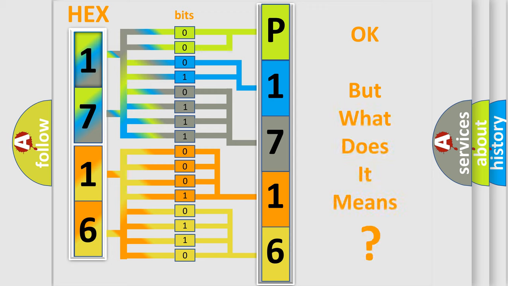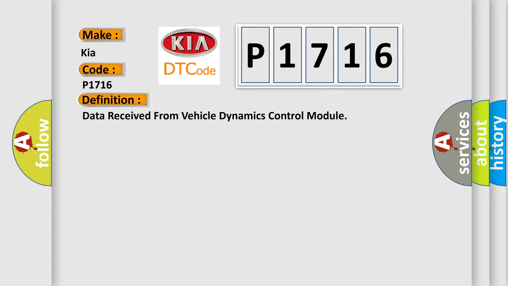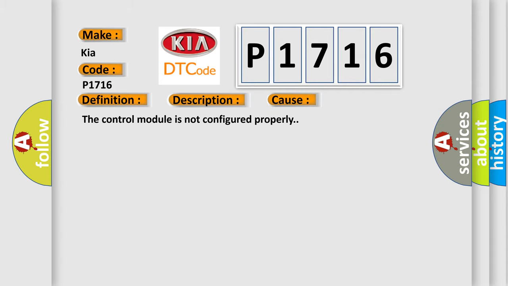The number itself does not make sense to us if we cannot assign information to what it actually expresses. So, what does the diagnostic trouble code P1716 interpret specifically for Kia car manufacturers? The basic definition is: data received from vehicle dynamics control module. And now this is a short description of this DTC code. Battery voltage is between 9 to 16 volts and data link communications operate normally. This diagnostic error occurs most often in these cases: the control module is not configured properly.